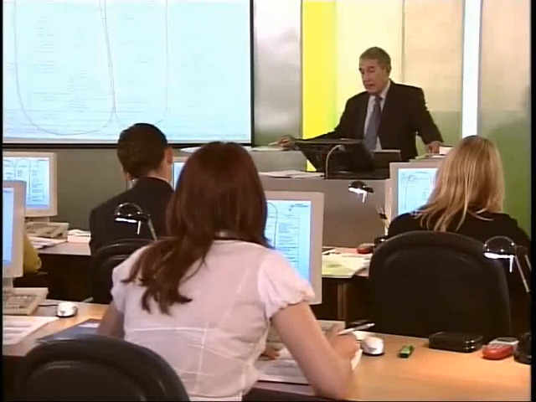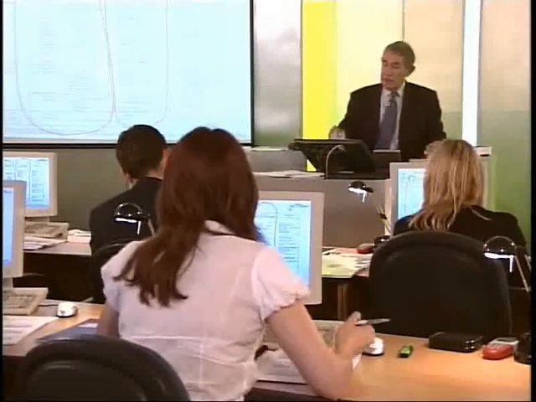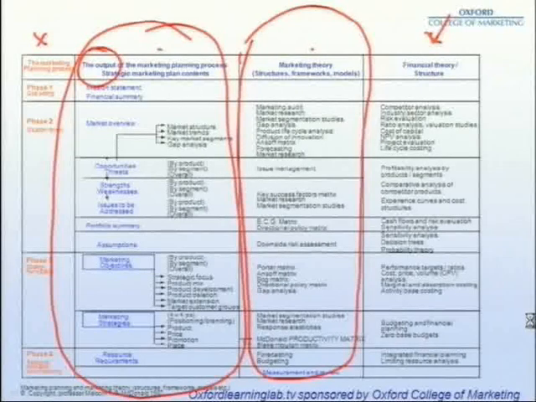Because the board are interested in not just the costs, but in the consequences of what you're spending the money on. Now, I'm going to go through some of these things here, but mostly I'm going to tell you what goes into the marketing plan. And it will become clear as I go through the rest of this module. But don't worry, ladies and gentlemen, I haven't got much longer to go.